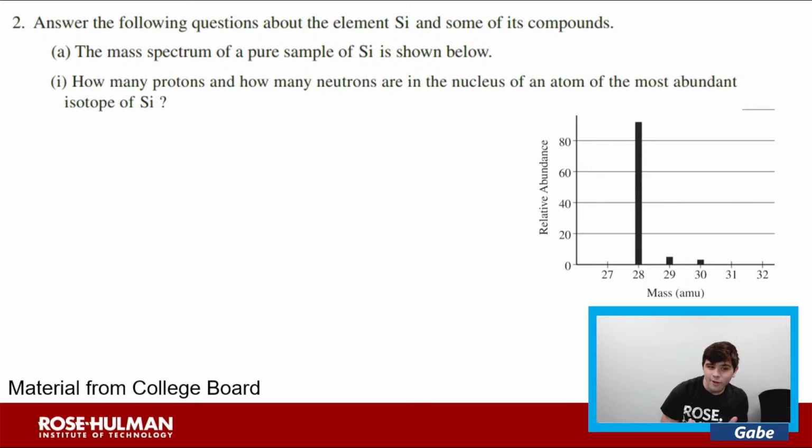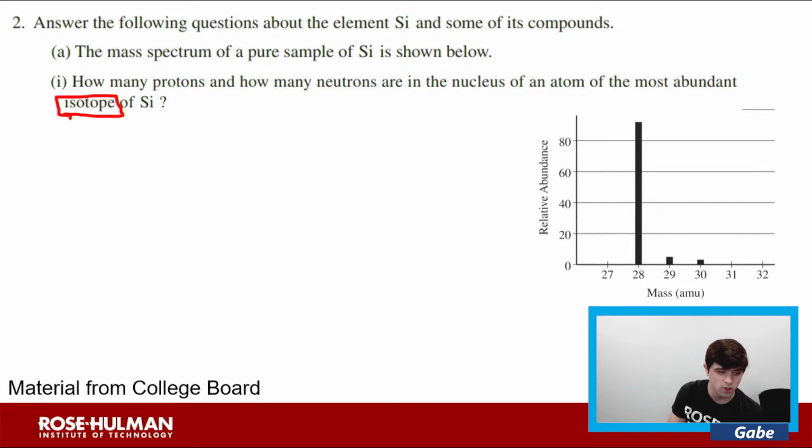All right, we have finally reached question 2. So, answer the following questions about the element silicon and some of its compounds. So, the mass spectrum of a pure sample of Si is shown below. How many protons and how many neutrons are in the nucleus of an atom of the most abundant isotope of Si? So, our key word here is isotope.